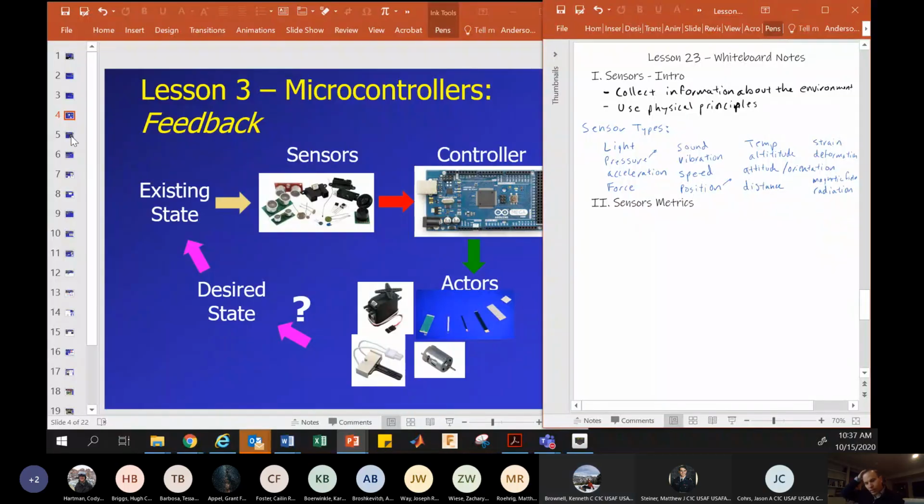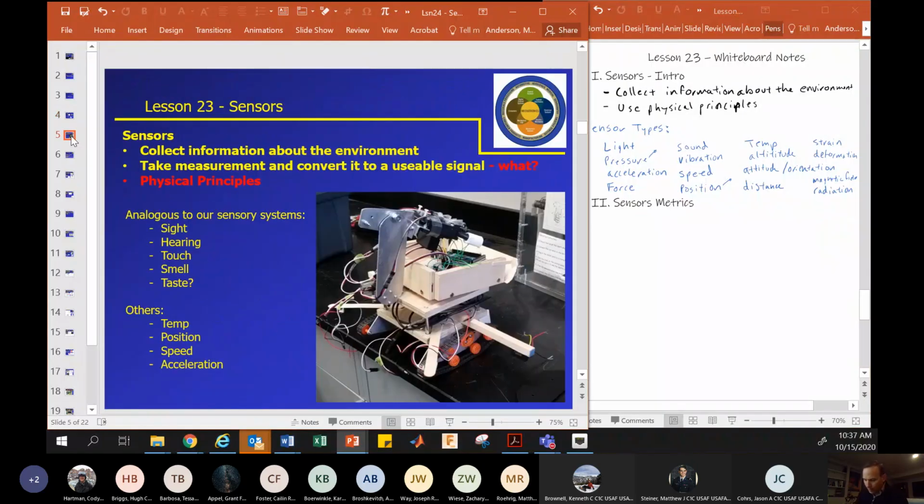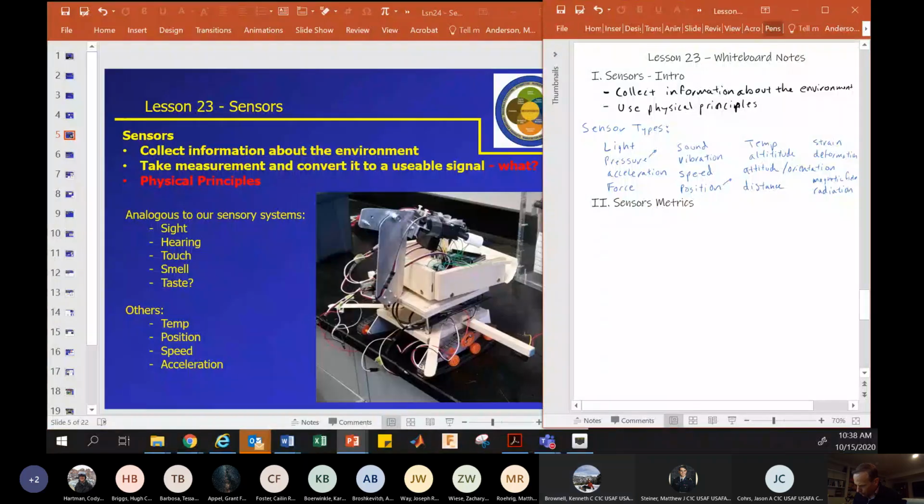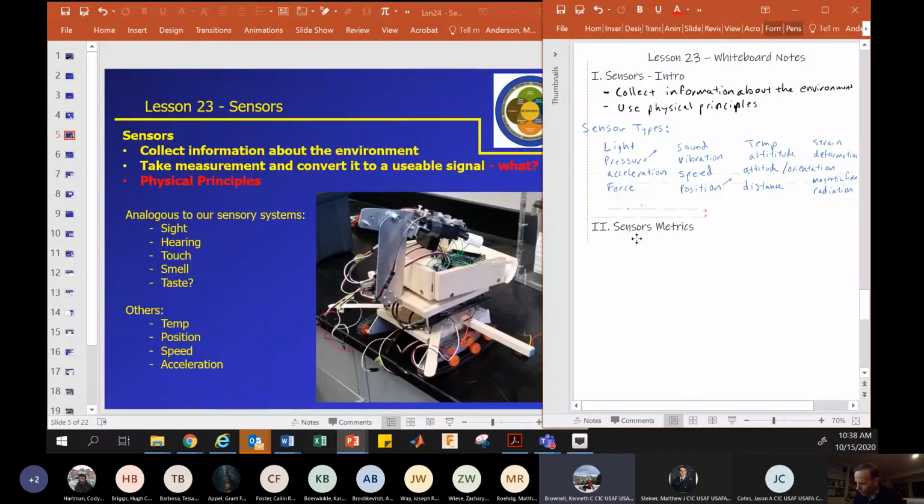So to summarize, sensors collect information about the environment, and they take a measurement and convert it to a usable signal. What is the usable signal? Ultimately, a voltage. Okay. Good. Typically, it is a voltage.